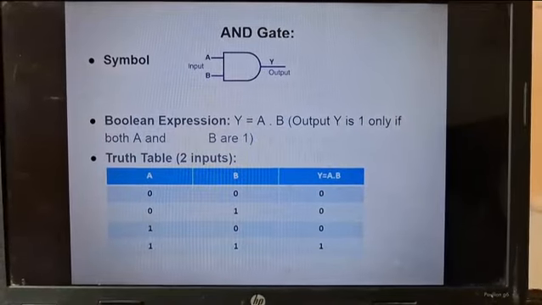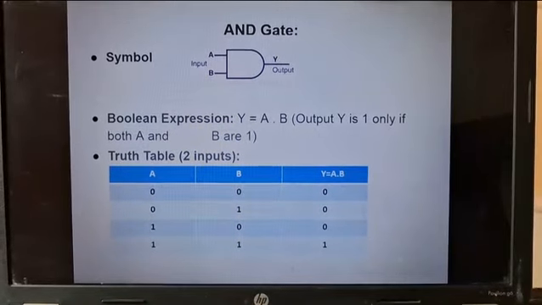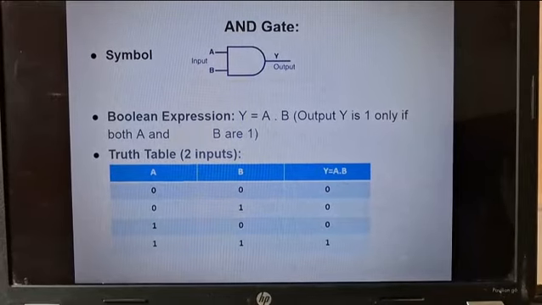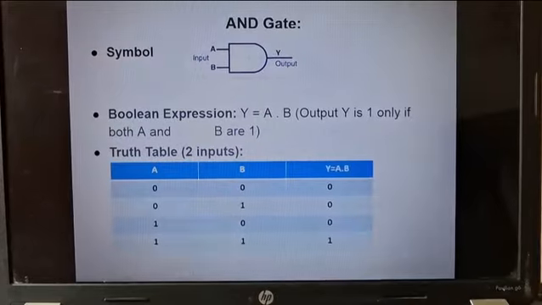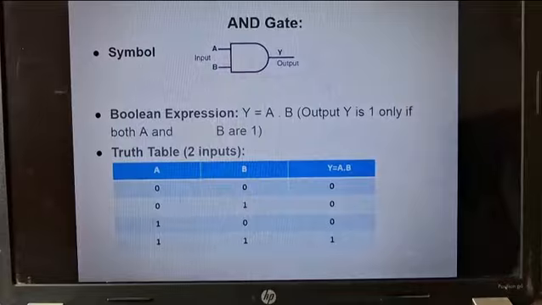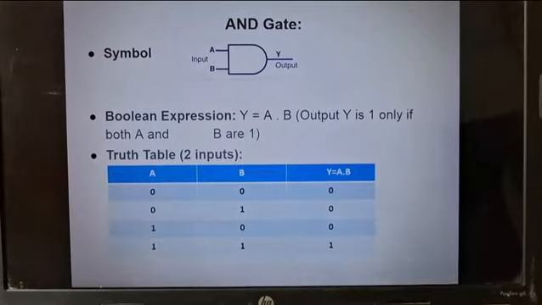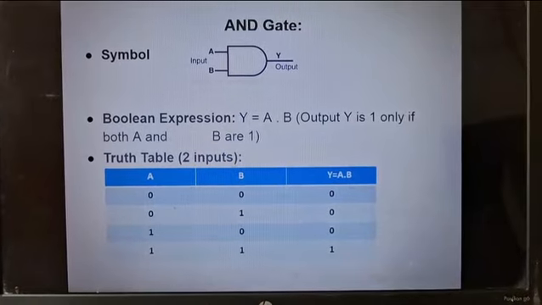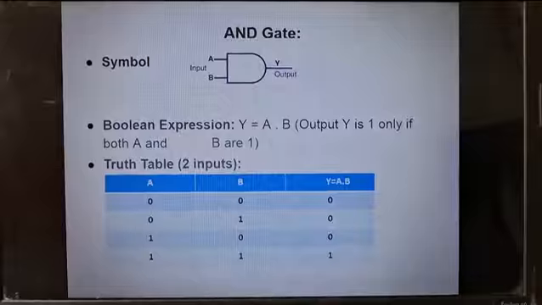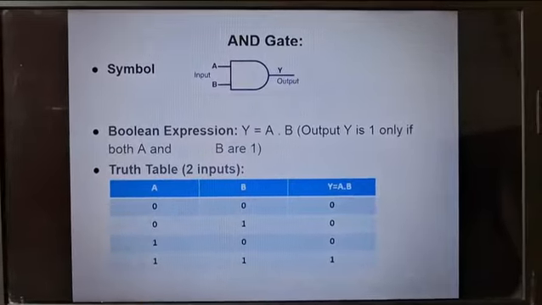This is the first logic gate, that is the AND gate. The symbol of the AND gate looks like a D. I have shown here the two input AND gate, where A and B are the inputs to the AND gate, and Y is the output of this AND gate. The Boolean expression can be written as Y is equal to A dot B. Here dot means A and B. Here logic multiplication operation is performed in the AND gate.